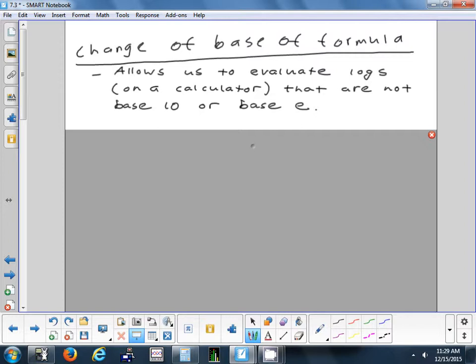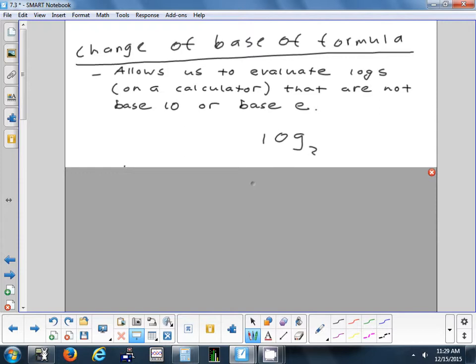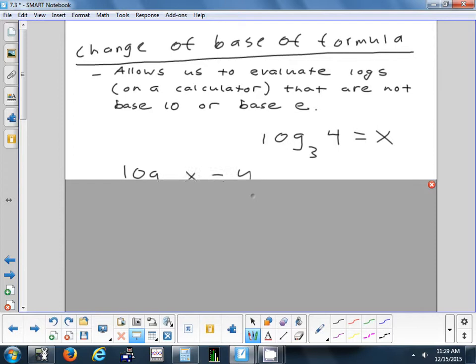And last, change of base formula. Only 2 bases we know how to type in on the calculator, or at least that I've showed you, are 10 and e. To do base 10, you just press the log button. To do base e, what button do you press? The ln. Very simple. But if we had something like this, and I just said, tell me what that is. If you know how to type it in, it's extremely simple. You just have to know how to type in a base 3 log or any base.